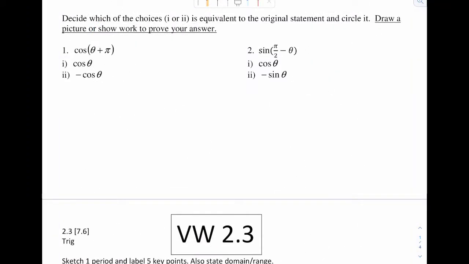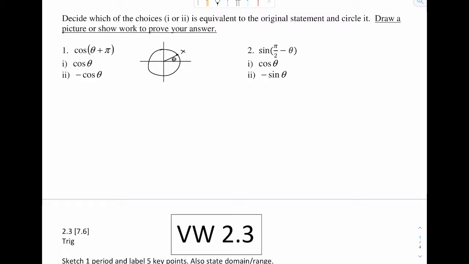Now for the final example, it says, decide which of the following choices is equivalent to the original statement and circle. Draw a picture to show your work and to prove your answer. So here we have another one, cosine of theta plus pi. We've kind of done examples like this before. Think about the circle, and I'll draw it generically in quadrant 1 here. Let's say that's your theta.